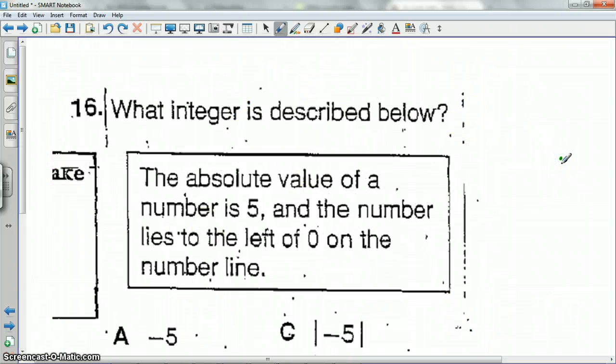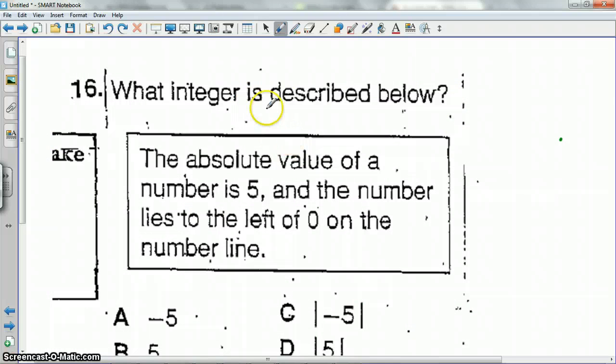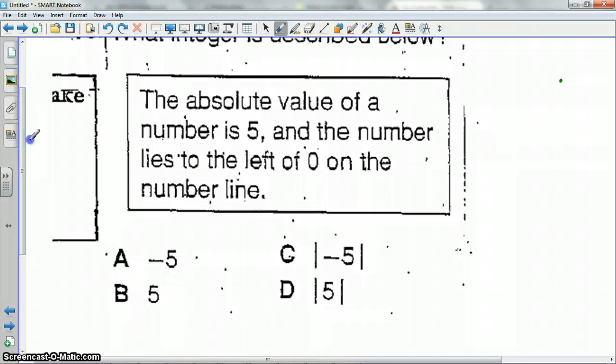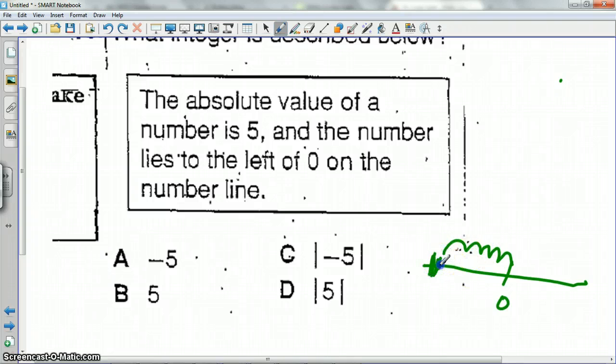Moving on. Which integer is described below? So the absolute value of a number is 5, and the number lies to the left of 0. So if I drew a number line, here's 0. To the left is here. Its absolute value is 5, which means it's 5 spaces: 2, 3, 4, 5. 5 spaces from 0. Well, if it were 5 spaces from 0 this direction, it would be positive 5. But since it's to the left of 0, that would be negative. This would be a number whose absolute value is 5, and it's 5 to the left of 0. So A, negative 5.